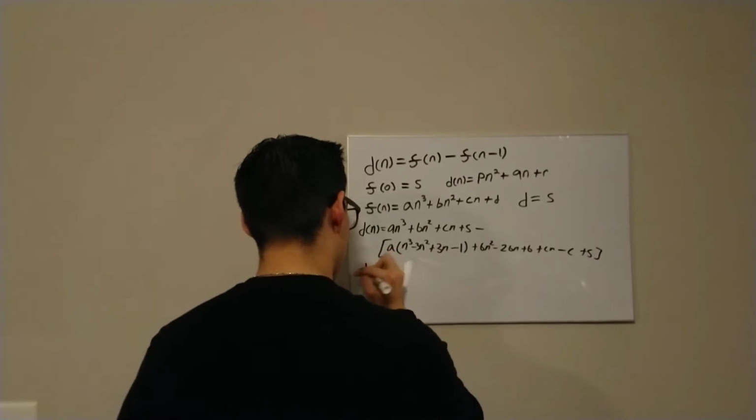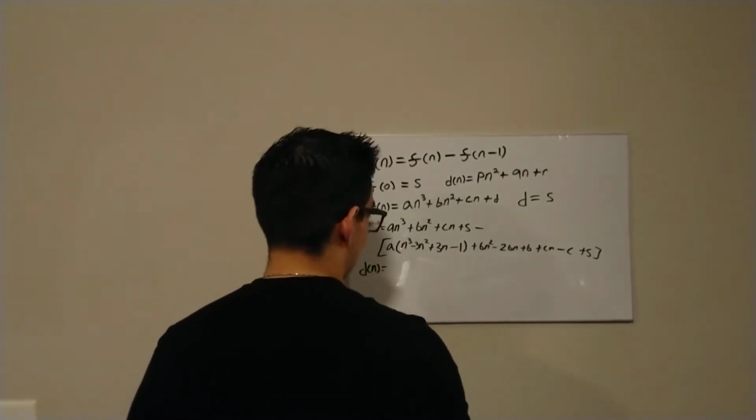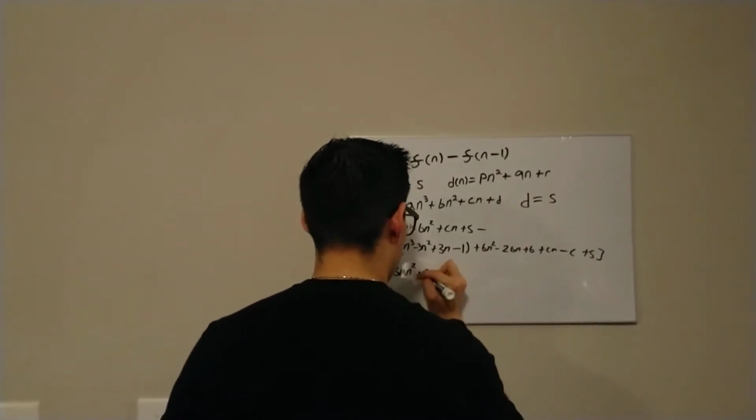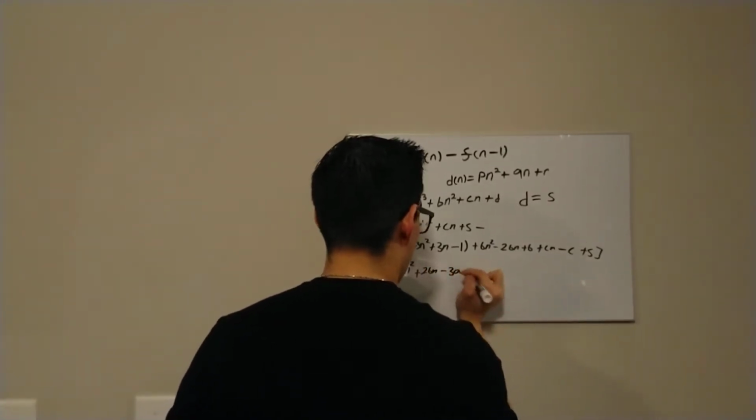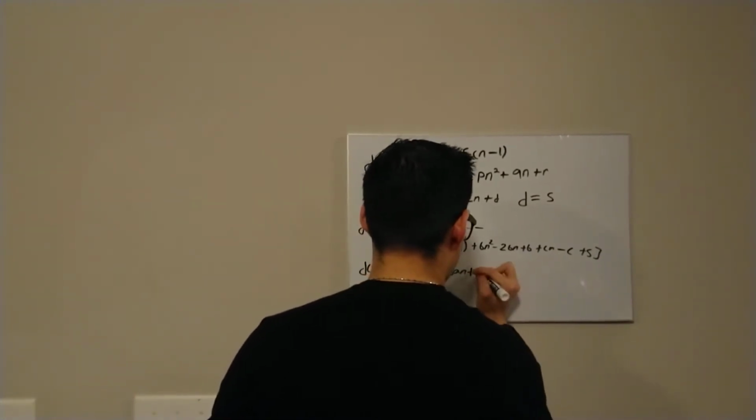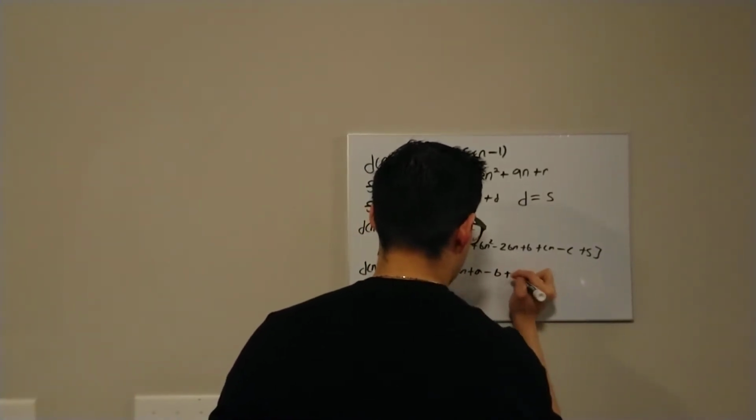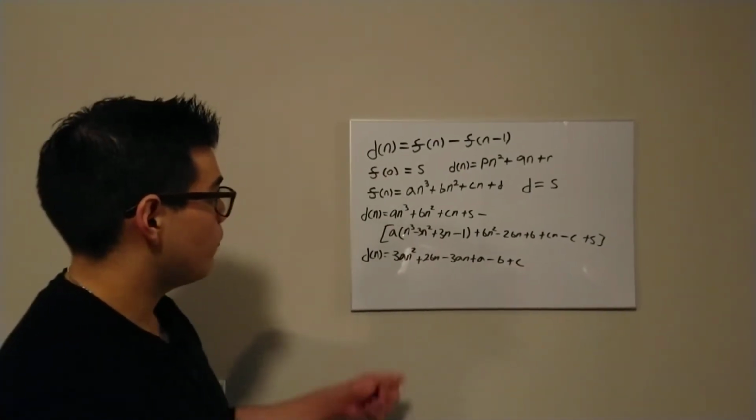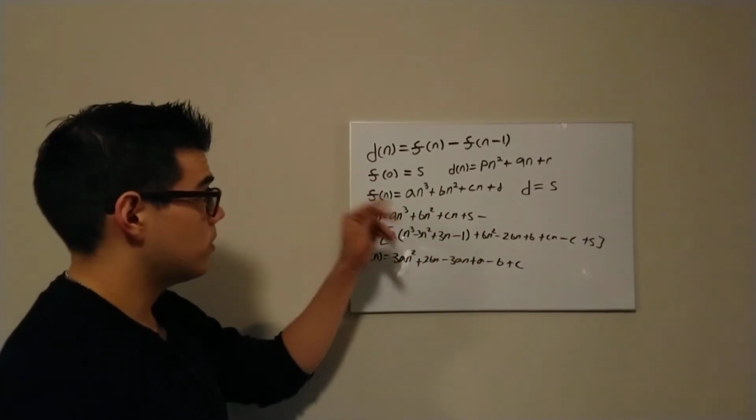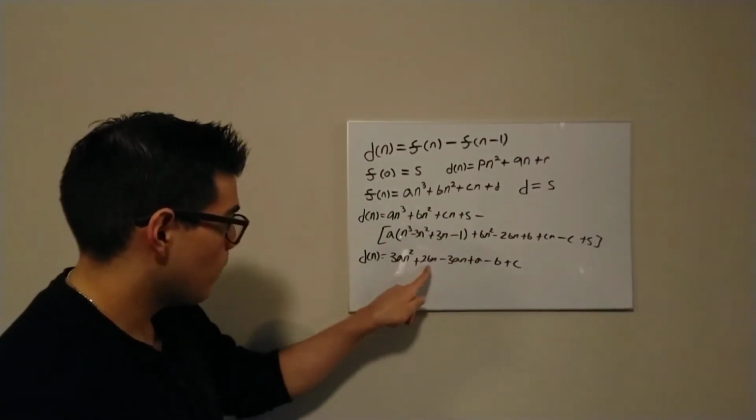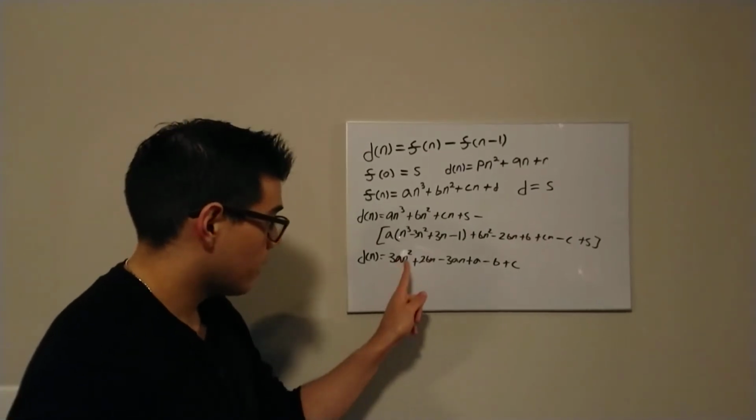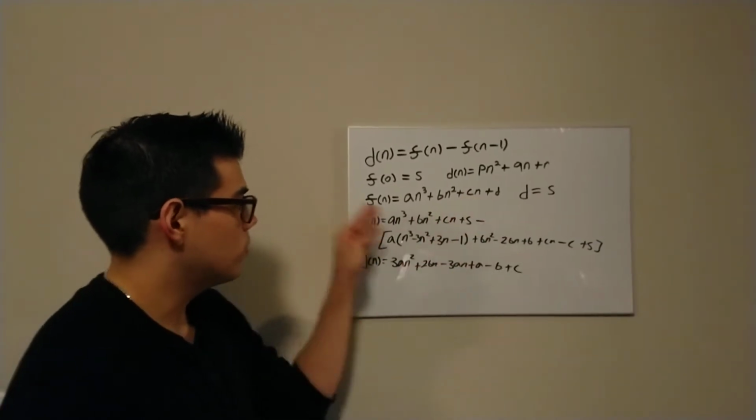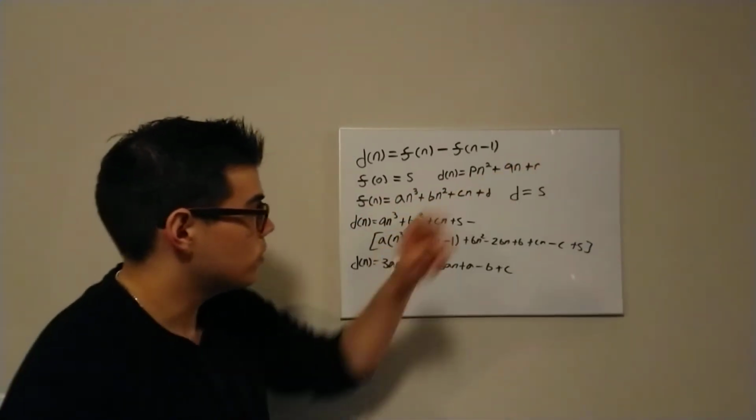Therefore, we get that d of n is equal to 3an squared plus 2bn minus 3an plus a minus b plus c. So this is what our d of n is equal to. Now, in order to find a, b, and c, and then find them in terms of p, q, and r, we just need to look at the values of the degrees. So second, first, and 0th degree, and then we just need to group them accordingly to our d of n that we have been given.